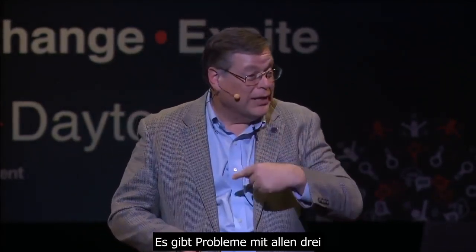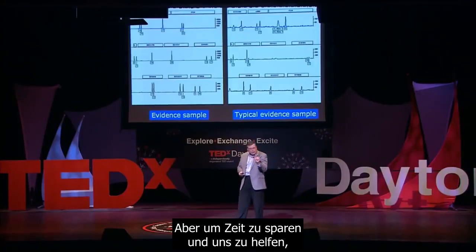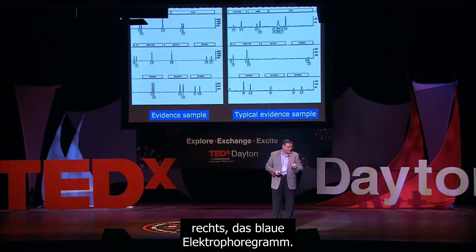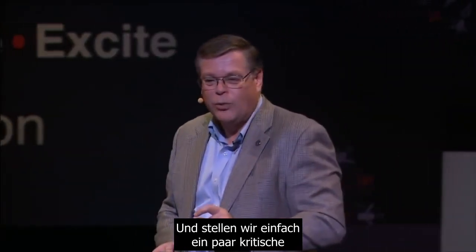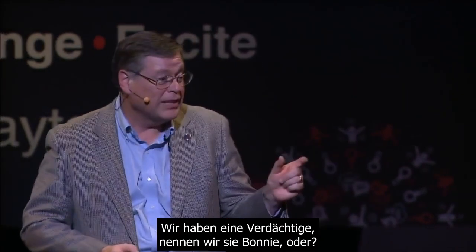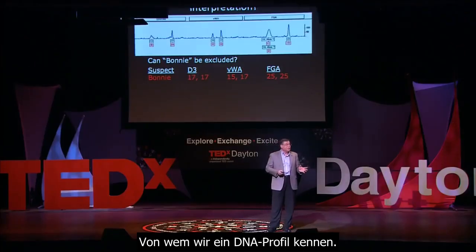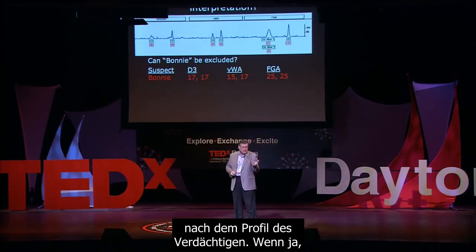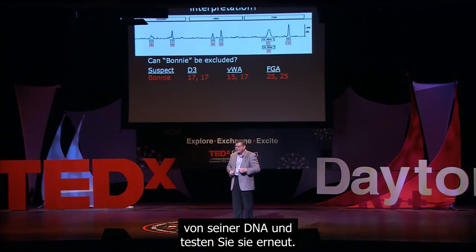All right? There are issues with all three of the graphs for this evidence sample, but to save time and to help us focus our attention, let's just zoom in on the one on the upper right, the blue electropherogram. All right? And let's just ask some critical questions about it. We've got a suspect, let's call her Bonnie, for whom we know a DNA profile. We know it from her, there's never any question as to what the suspect's profile is. If there is, you just go back and get more of their DNA and test it again.